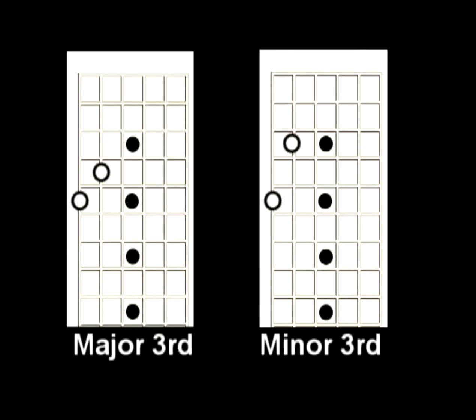Now the major and minor third intervals are very important in music. Every chord has one or the other, except for a few exceptions, and there are 2 fundamental types of chords, major and minor. The third interval is what determines if the chord is major or minor.